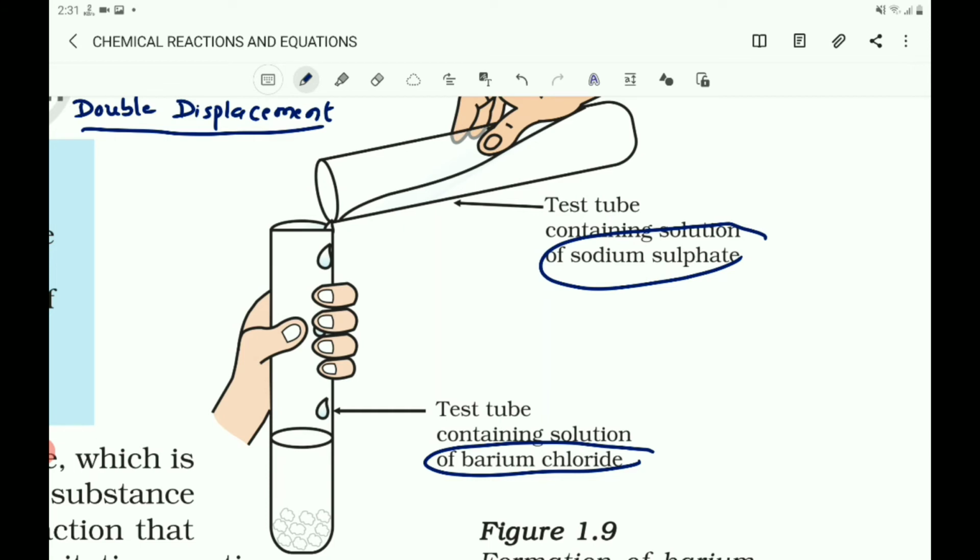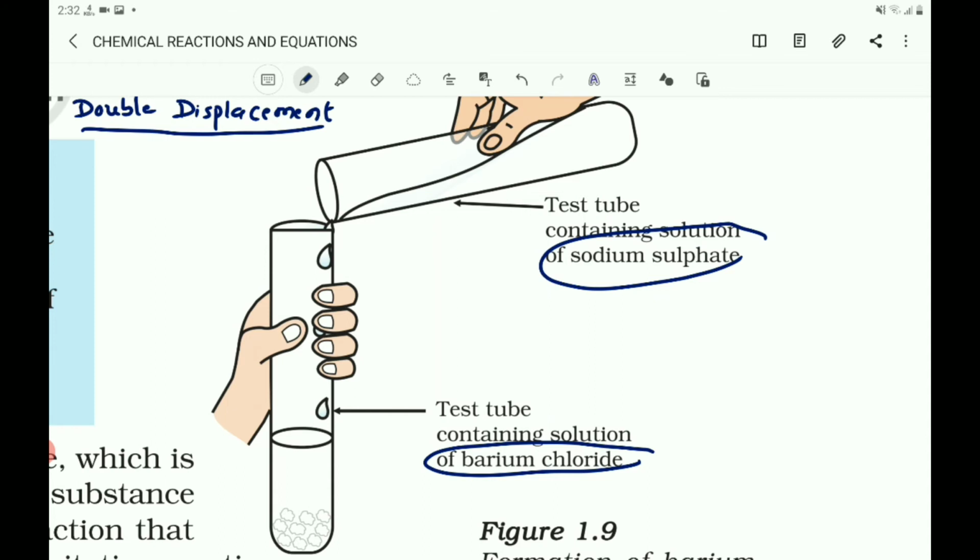What do you observe? You will observe that a white precipitate which is insoluble in water is formed. This insoluble substance formed is known as a precipitate. This is called the precipitate, which remains insoluble. And any reaction in which a precipitate is formed can be called a precipitate reaction. So it is a precipitate reaction.